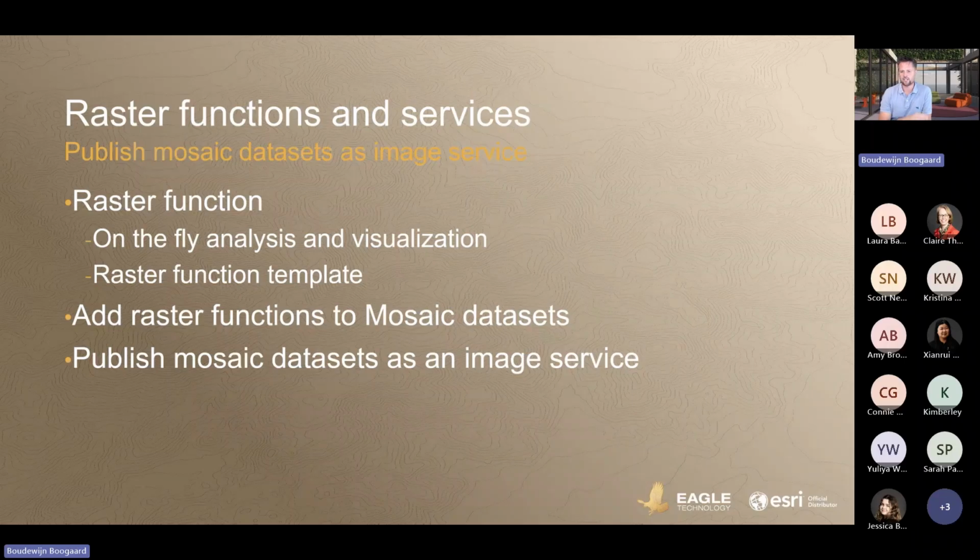And like I said, it's on the fly, so it doesn't create intermediate outputs or final outputs. You can create an output at the end, but all of these raster functions perform on the fly, so that's pretty useful. Those raster functions you can also add to a mosaic dataset, which basically means that if someone adds a mosaic dataset, they have access to all of those raster functions as well. And when you then publish the mosaic dataset as an image service, those raster functions can be added as well, so you can use them in the browser.